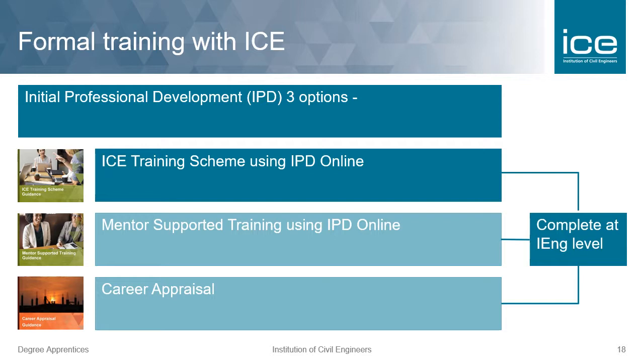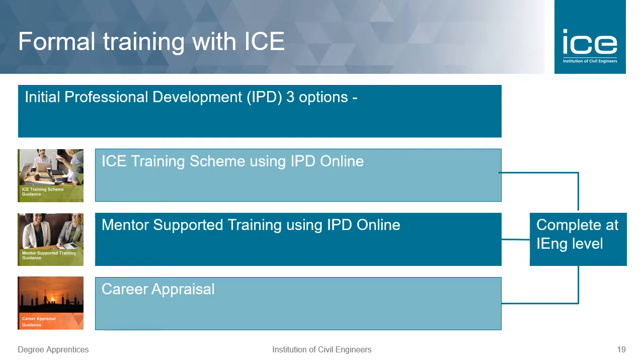If you're working at a company that doesn't have an approved training scheme, you'll be able to use what's called the Mentor Supported Training option. This works in just the same way as a training scheme, except that you will be assigned a mentor rather than a supervising civil engineer and delegated engineer. Your mentor will again be an experienced engineer and could be someone who works in your company, or they could be potentially from outside of your company.